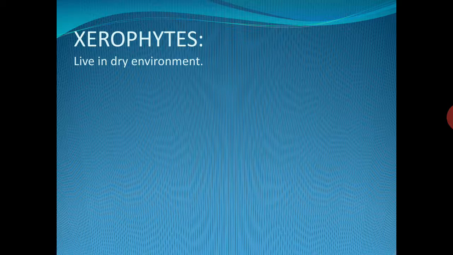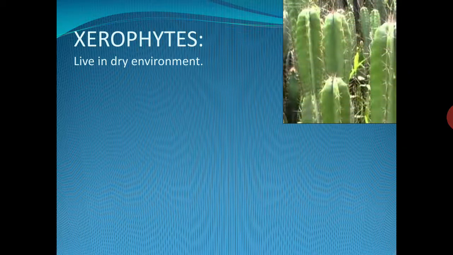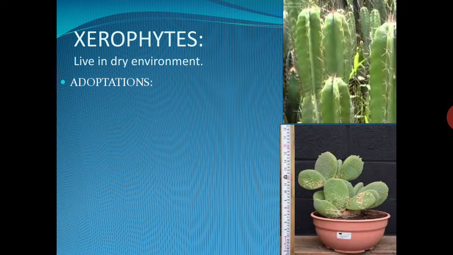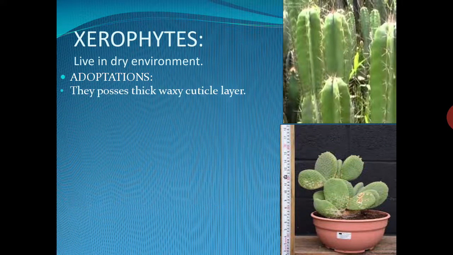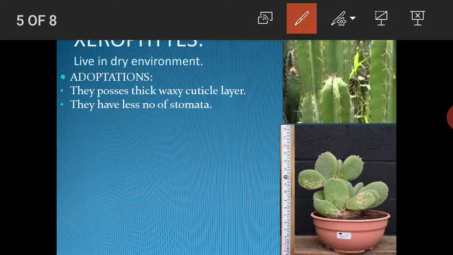Xerophytes, xero means dry. The plants which live in dry environment are called xerophytes. They possess a thick waxy cuticle layer. Leaves and some stems have a waxy cuticle layer, but in xerophytes it is a thick waxy cuticle layer. You can see there is a thick cuticle layer, and they have a smaller number of stomata.